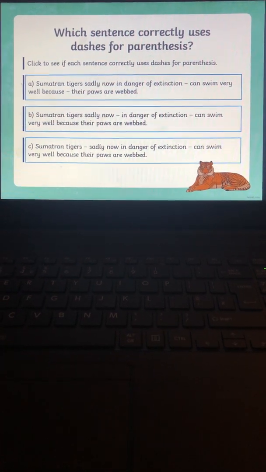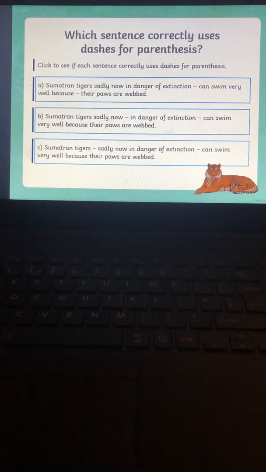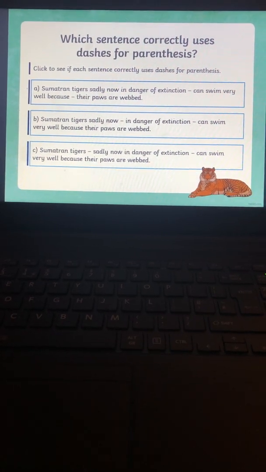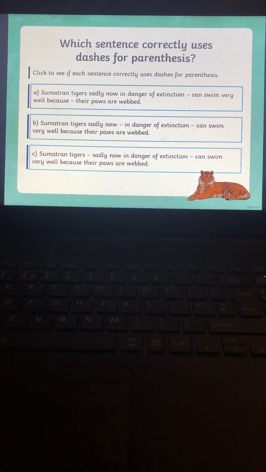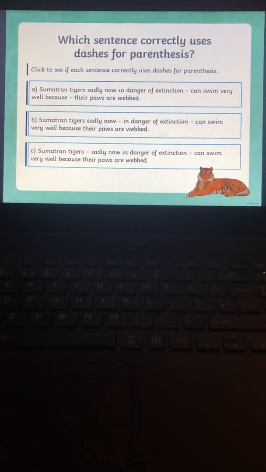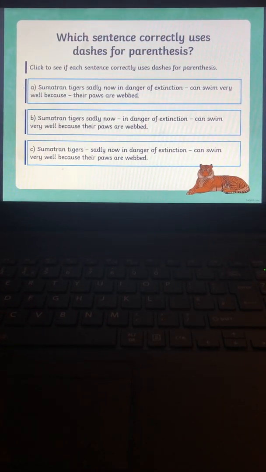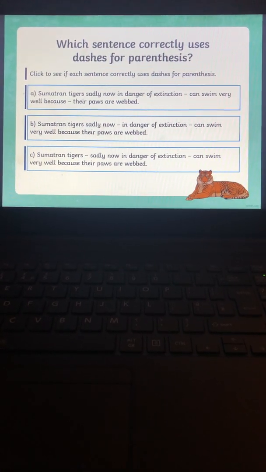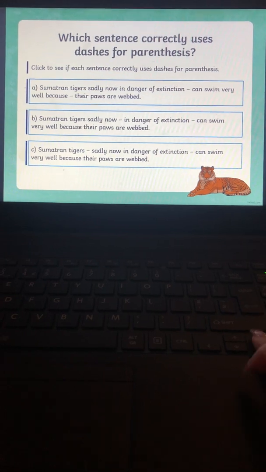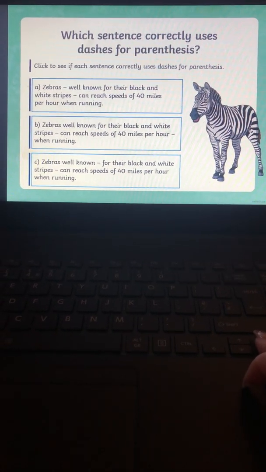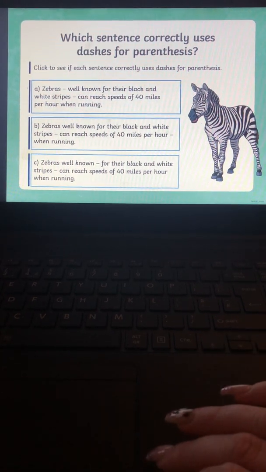If you were to take out the middle part, would that still make sense? Have a look at B. If you were to take out the middle part, would it still make sense? Have a look at C. If you were to take out the middle part in the dashes, which part would still make sense? So have a read of it, pause the video and write down your answer, okay? Then we've got the next one.